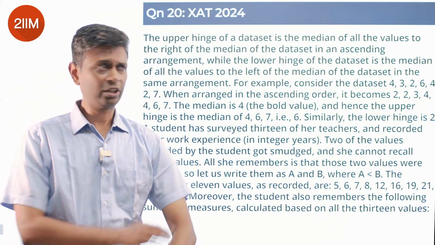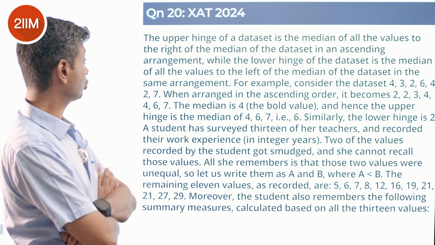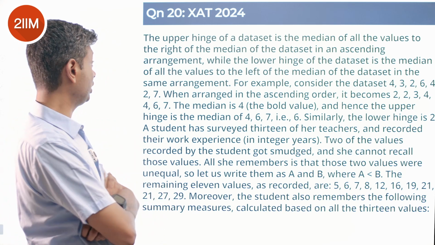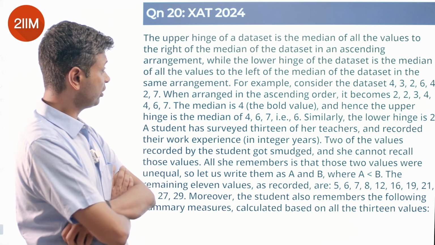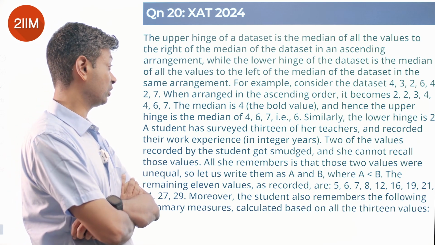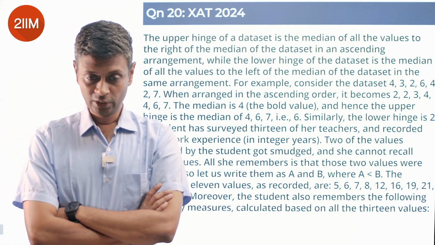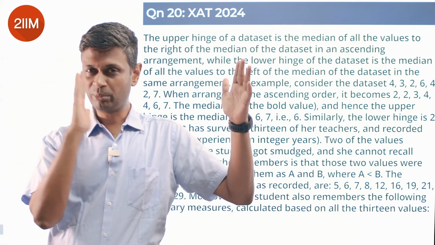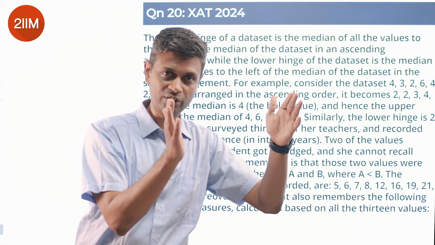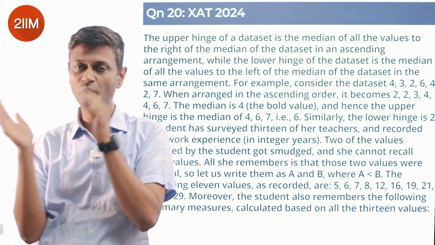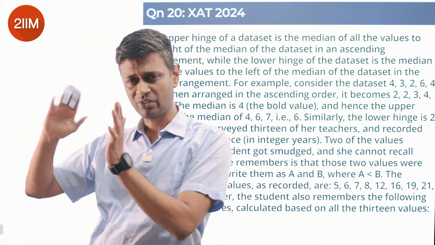The upper hinge of a data set is the median of all the values to the right of the median of the data set in an ascending arrangement, while the lower hinge of the data set is the median of all the values to the left of the median of the data set in the same arrangement. I did not know this definition, so I'm very thankful for it. So you take a big data set, take the median of this half, it's the lower hinge, this half is the upper hinge.